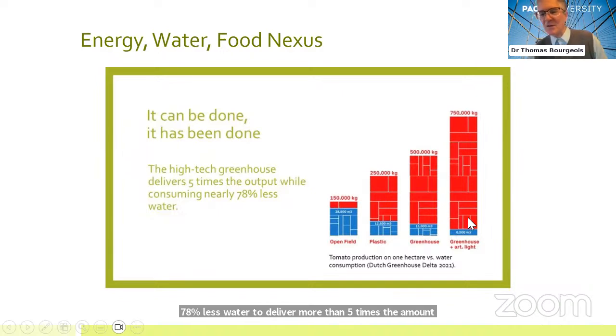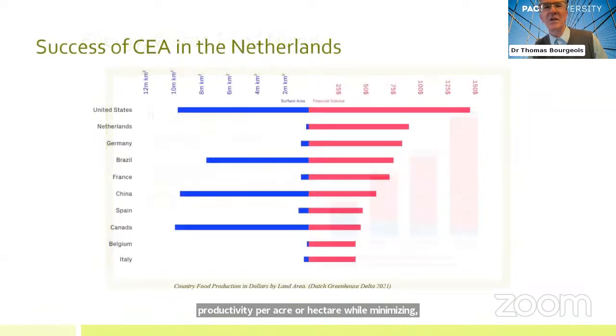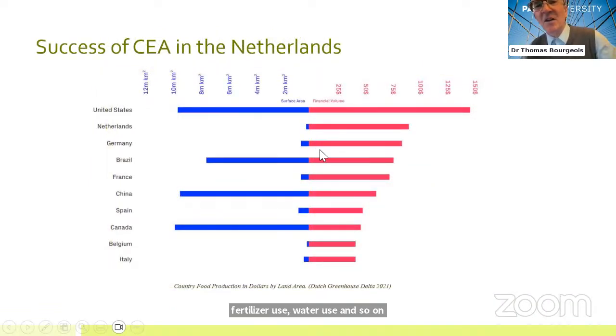So this is a phenomenal story in terms of reducing the land use footprint, increasing the productivity per acre or hectare, while minimizing fertilizer use, water use, and so on. Now, when I saw this, I was on a webinar call that I brought together, with New York State's Empire State Development Corporation and some other people, to talk with the Dutch Greenhouse Association.